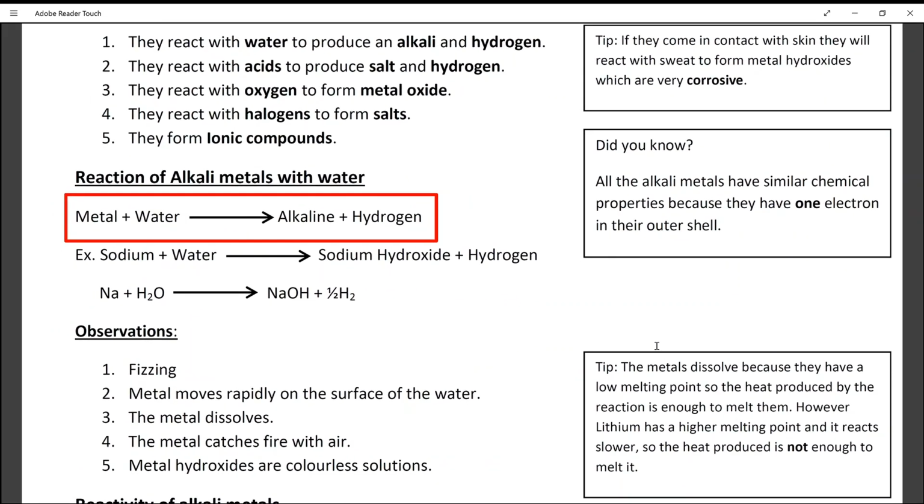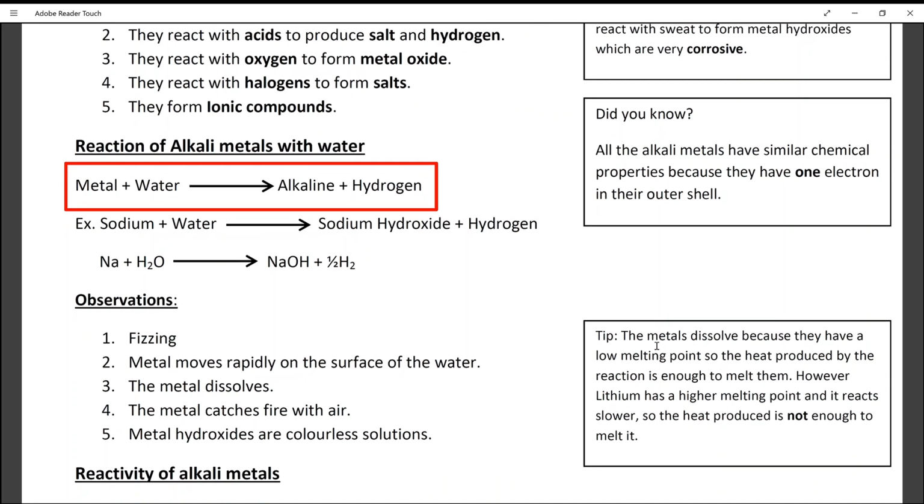The reaction of alkali metals with water. This is the important reaction for the IGCSE, and the reaction that we have to know, because it is an easy experiment to do. Metal plus water gives us alkali and hydrogen. For example, sodium plus water gives us sodium hydroxide plus hydrogen. You have to be able to write both word equations and chemical equations.